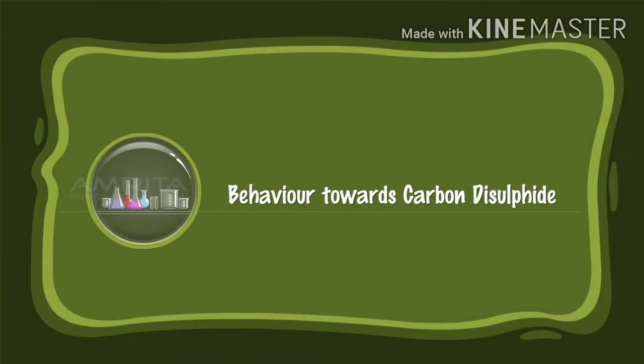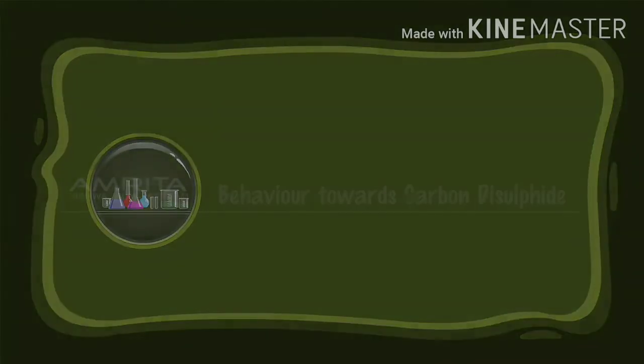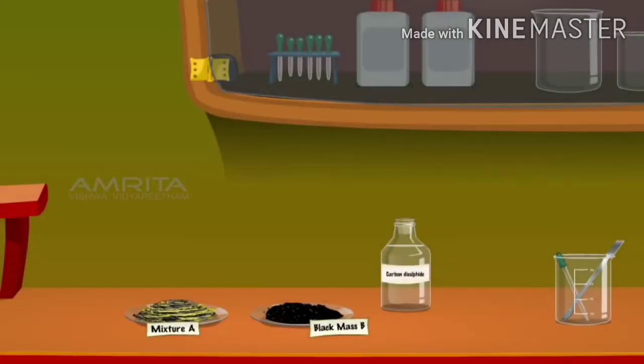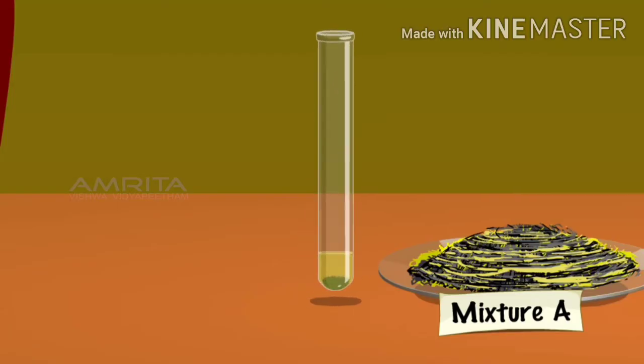Behavior towards carbon disulfide. Take a clean test tube and put a pinch of mixture A into it. Add a few drops of carbon disulfide into the test tube. Shake the test tube well. Sulfur first dissolves, then reappears after some time. When in the form of a mixture, sulfur retains its property.